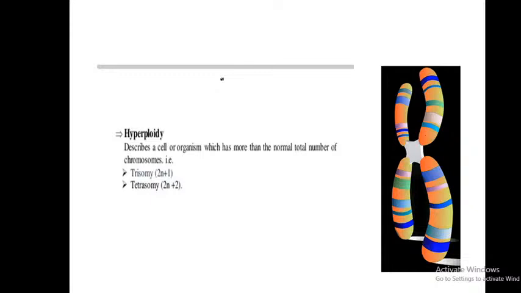For example, the normal human chromosome number is 46. If a human being is having 47 or 48 chromosomes instead of 46, that condition is known as hyperploidy. Hyperploidy is of two types, one is trisomy and second is tetrasomy.